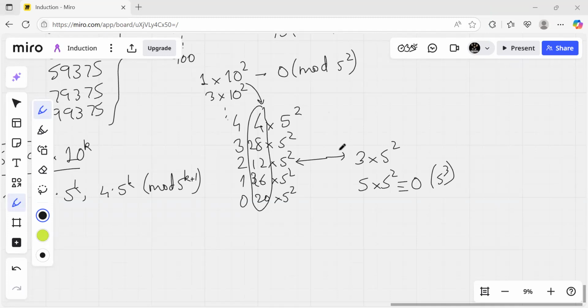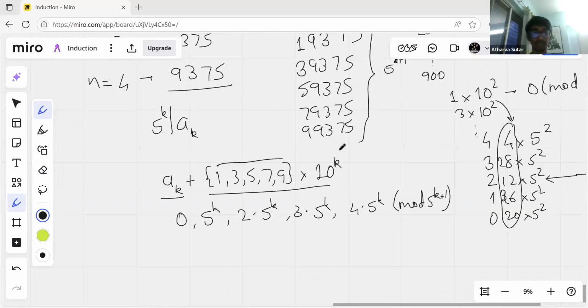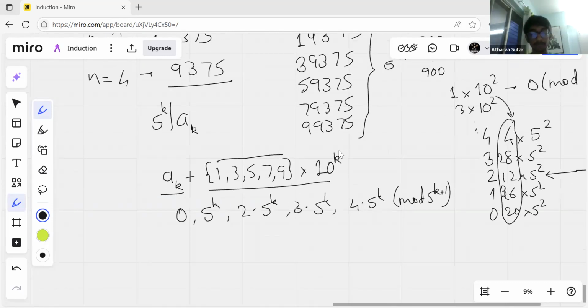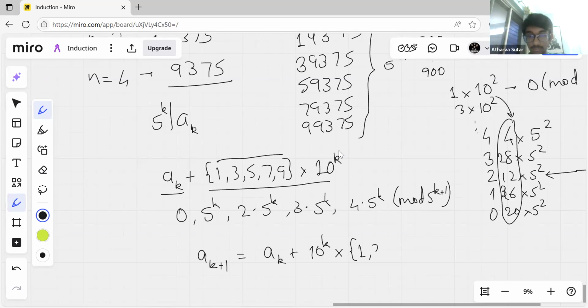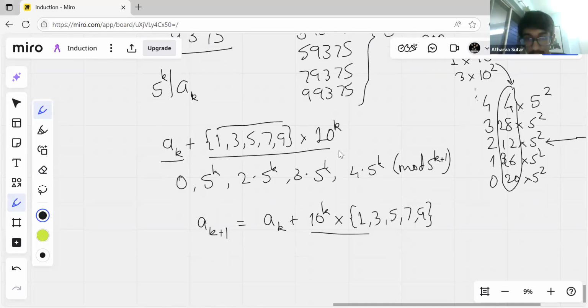How will we write that formally? Yeah, formally you can write it like this. You have that 5 to the k divides a_k, and you want to find a_(k+1). So a_(k+1) is equal to a_k plus 10 to the k times one of 1, 3, 5, 7, 9. And notice that these are all distinct mod 5 to the k, right?